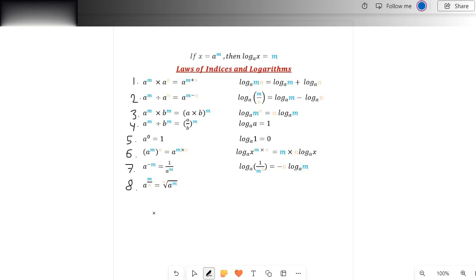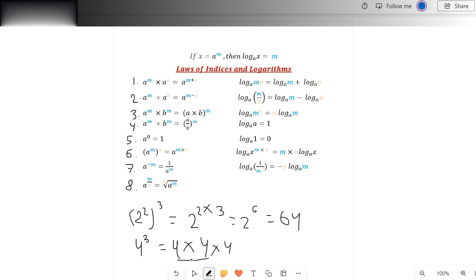For number 6, we have a to the power m, whole to the power n, is equal to a to the power m multiplied with n. For example, if we have 2 squared whole cubed, we should have 2 to the power 2 times 3, which is 2 to the power 6, or simply 64. And on the left hand side, we have 4 cubed, which is 4 times 4 times 4, as 4 times 4 is 16, and multiplied with 4 gives us 64.